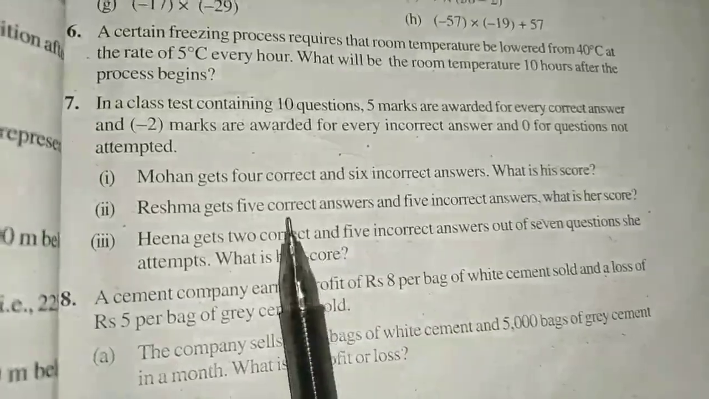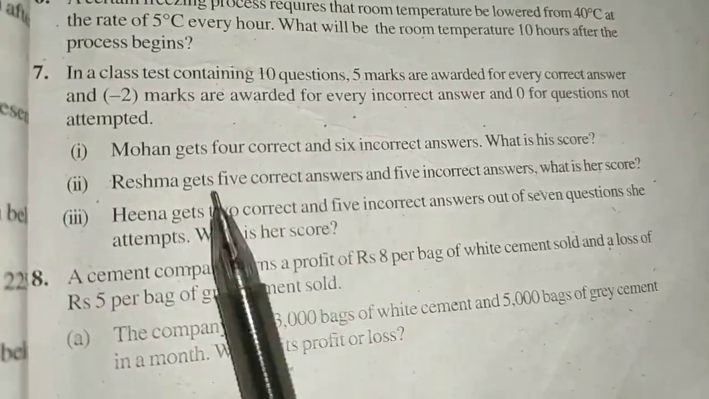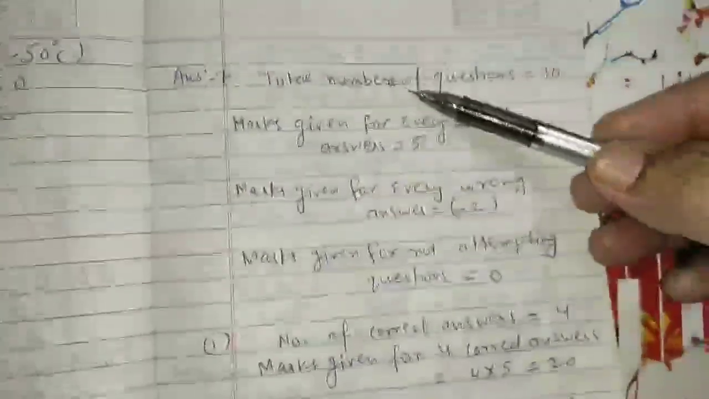So there are 3 persons and they are attempting different types of questions. Some are attempting 4 correct and 6 incorrect, 5 correct and 5 incorrect, 2 correct and 5 incorrect. You have to tell their total score. So we'll start. First of all we write down the common information.